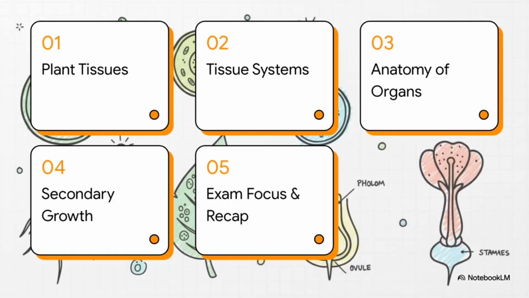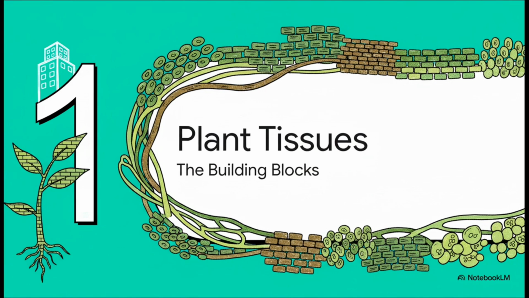So here's the game plan. We're going to start with the basics, the absolute fundamentals, the plant tissues. Then we'll see how those tissues get organized into bigger systems. From there, we'll get into the nitty-gritty of root, stem, and leaf anatomy, really zeroing in on those key differences between dicots and monocots. After that, we tackle the big one, secondary growth, and we'll wrap it all up with an exam-focused recap to make sure it all sticks. Let's do it!